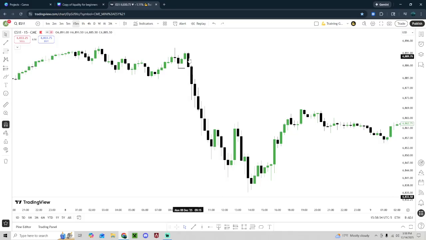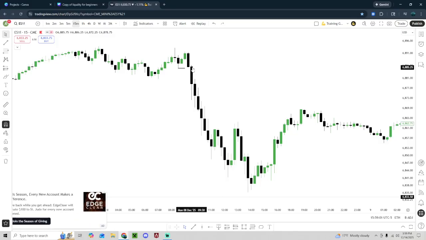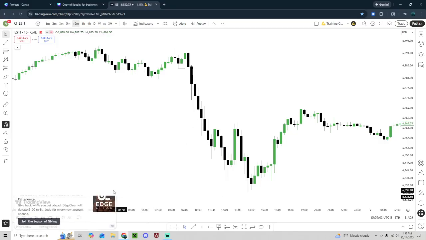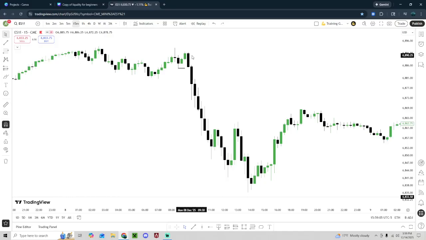This was strong displacement. As you can see, those wicks had little to no resistance going to the upside. It had little to no resistance going to the downside. It had a lot of resistance going to the upside and little to none going to the downside. Price came up, but initially continued to rally down.